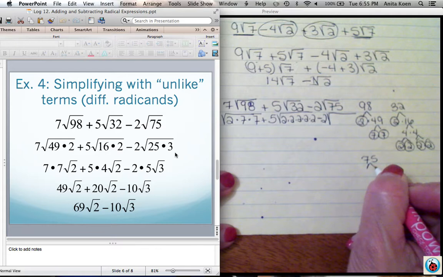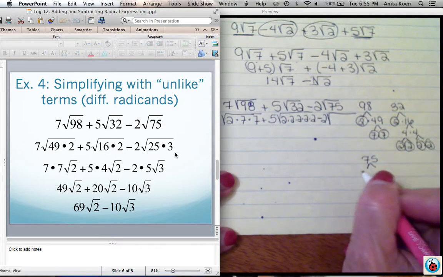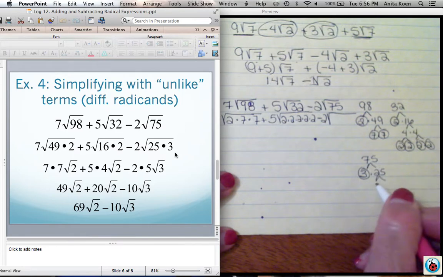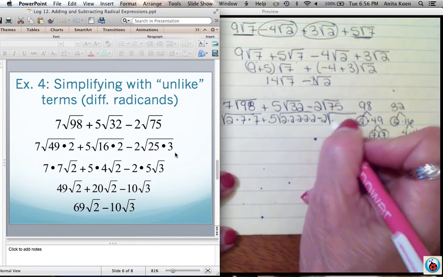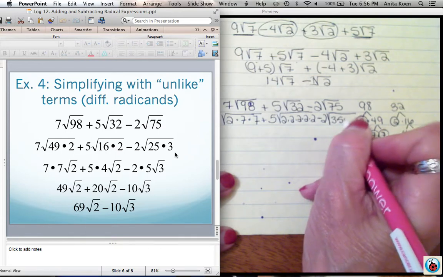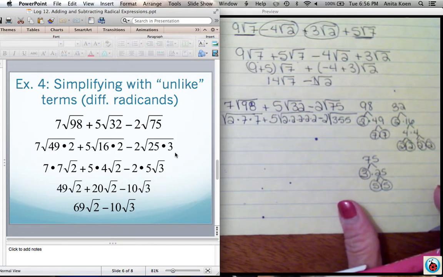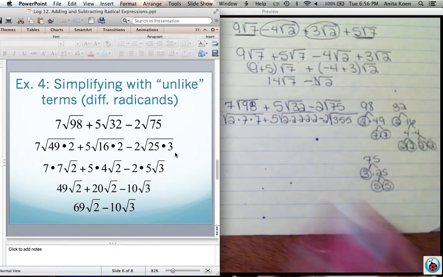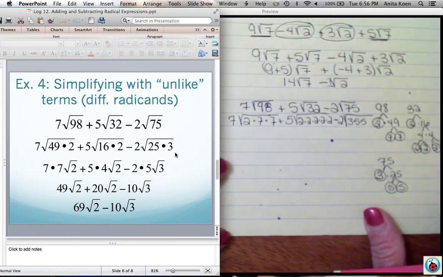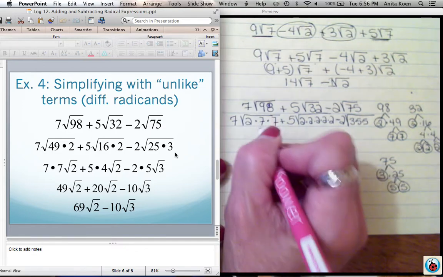75 is 3 times 25. 3 is prime. 25 is 5 times 5. And those 5's are prime. So I have 3 times 5 times 5. And now, if you are doing the factor trees, you remember you're going to be looking, let me slide this back over, we're going to be looking for pairs.